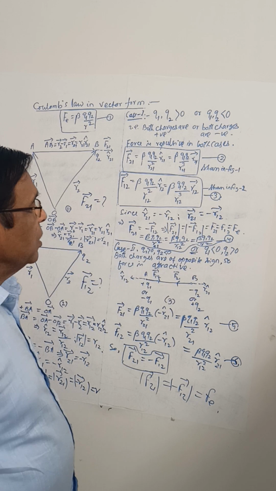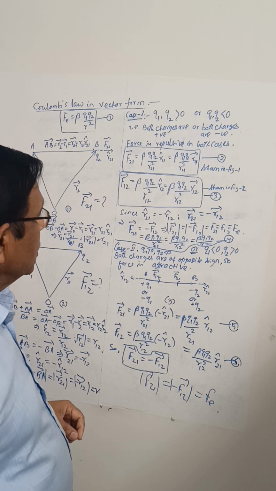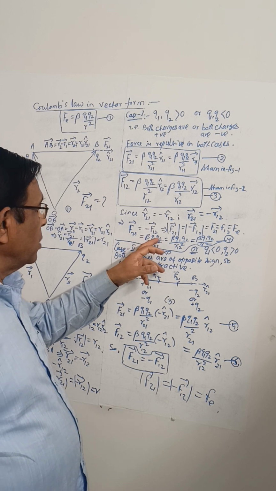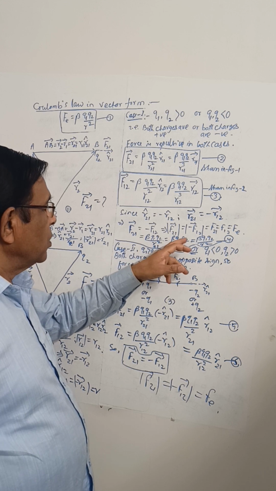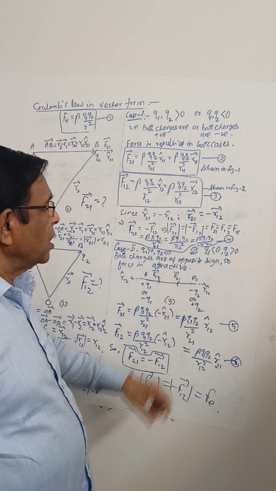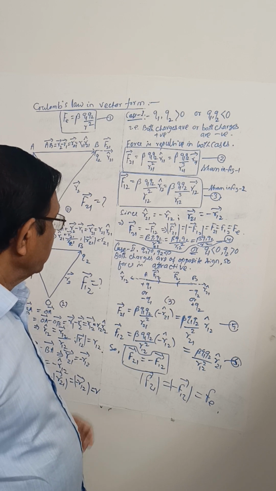So these are the magnitudes of the force of interaction between the 2 points q1 and q2, which is given by beta times q1 q2 by r21 square, same as beta times q1 q2 by r12 square, same as beta times q1 q2 by r square. This is equation 4.